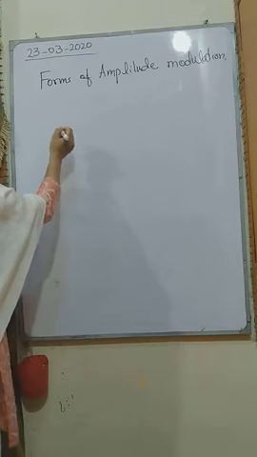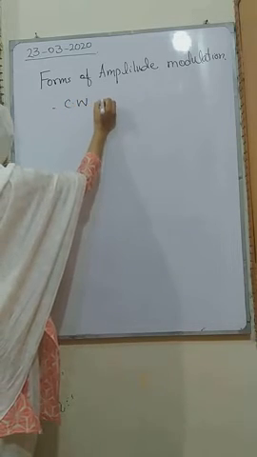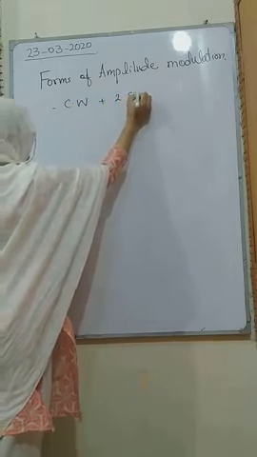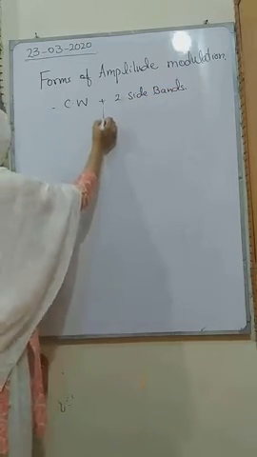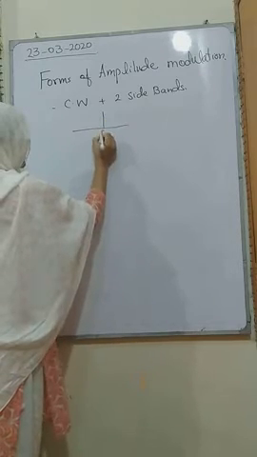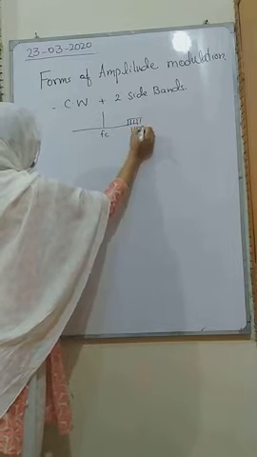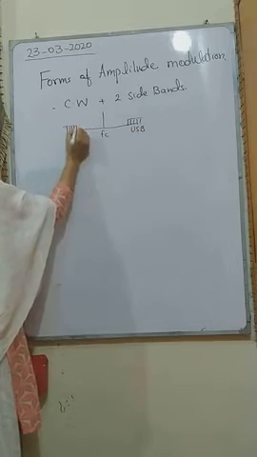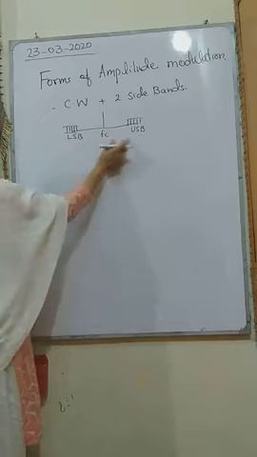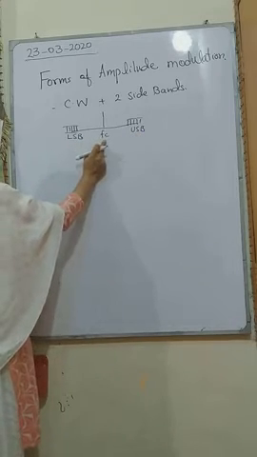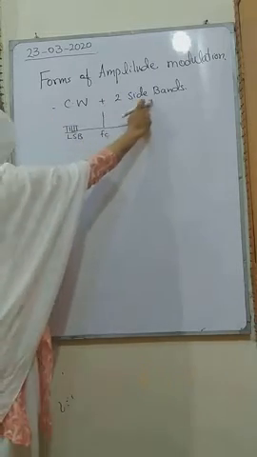Today's topic is the forms of amplitude modulation. We know that amplitude modulation consists of the carrier wave plus the two sidebands. As we studied in the last lecture, this is the carrier wave, and here we have the upper sideband and the lower sideband. So the modulated signal consists of these three necessary components: the carrier wave, the upper sideband and the lower sideband. So this is the modulated signal.